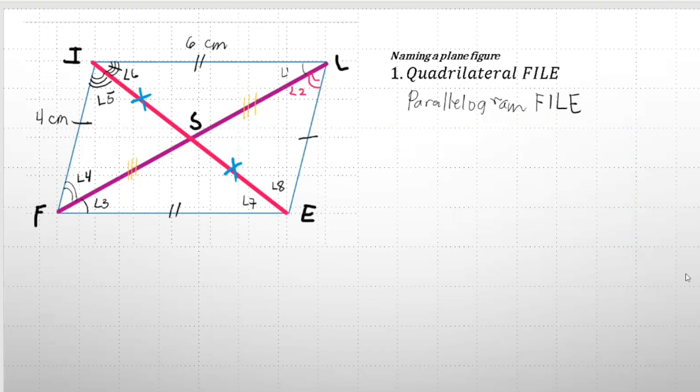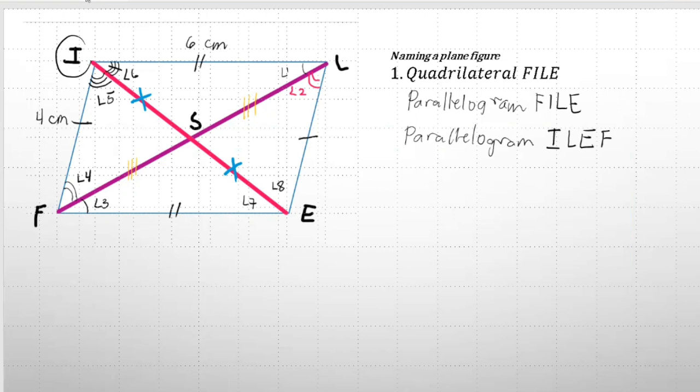So it can also be named as parallelogram FILE. We can start at any vertex basta magkakasunod-sunod yung 4 letters natin. For example, let's start with I. So we can start with parallelogram I. Then if you go clockwise, then I, L, E, then F. So this is parallelogram ILEF.